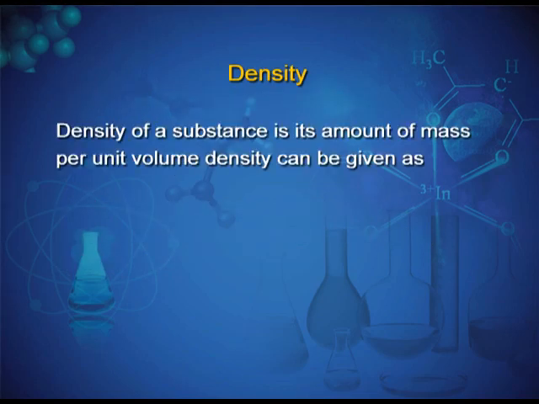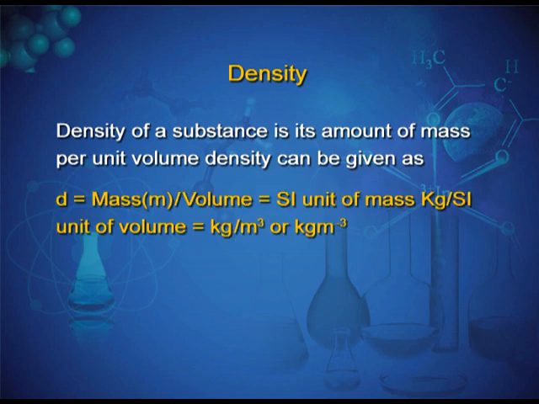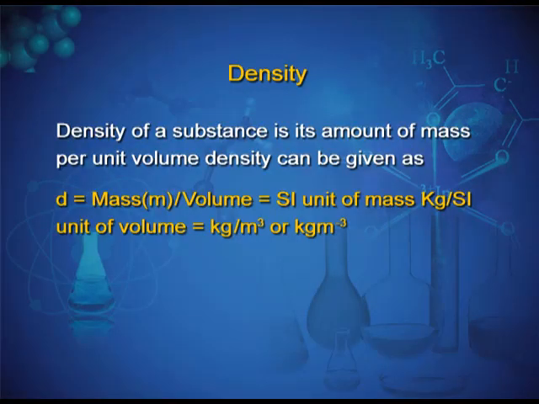Density. Density of a substance is its amount of mass per unit volume. Density can be given as D is equal to mass upon volume. In SI, the unit of mass is kg and the SI unit of volume is meter cubed. So, the unit of density will be kg per meter cubed.